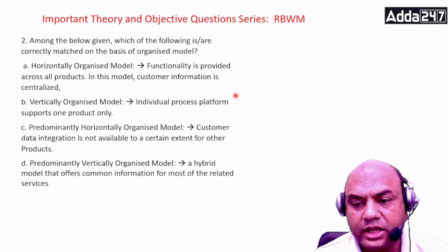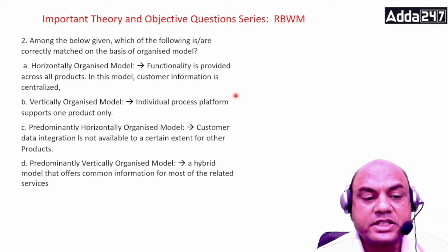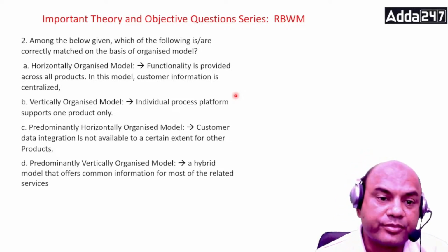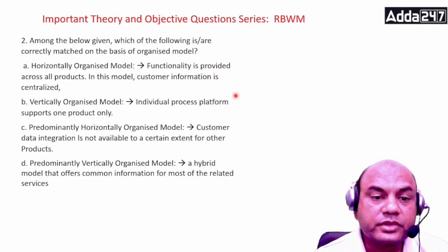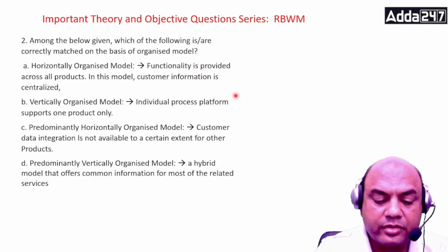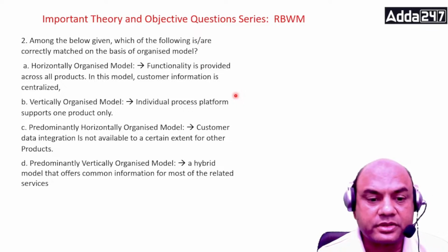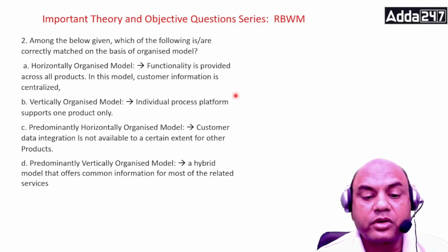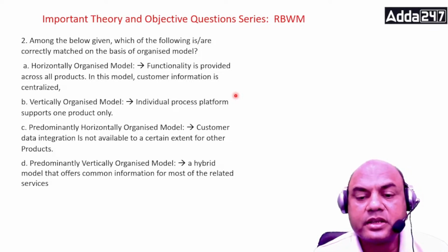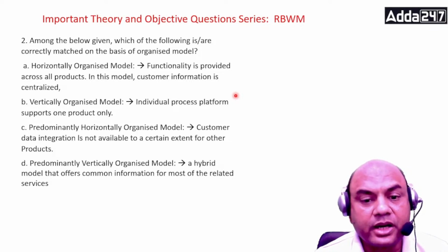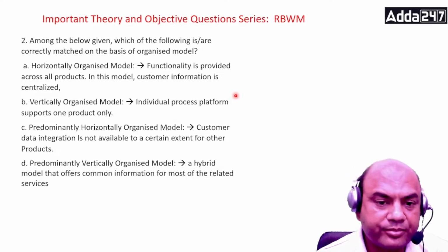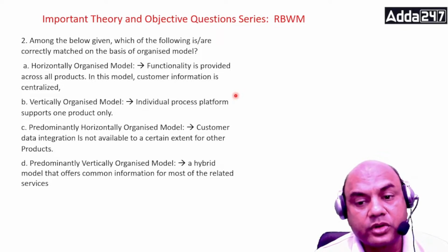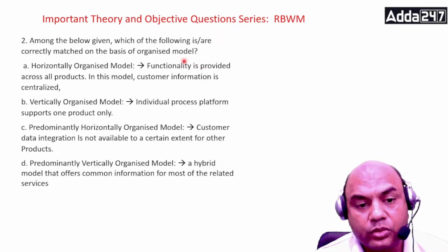Now see here, what has happened is banks have shifted from horizontal to vertical models. So they have shifted now from horizontal model to vertical model. In all the banks, the customer database is nowadays centralized, unified. So now which is correctly matched over here? Just now I told you what is horizontal. Horizontal means related to one product only.